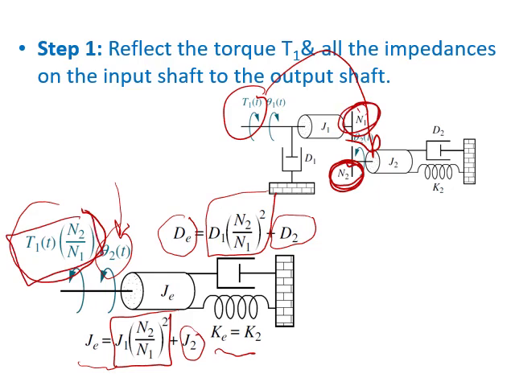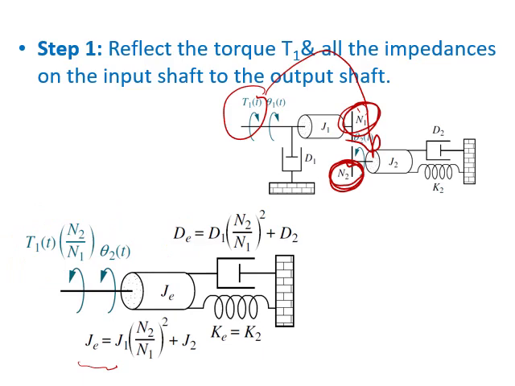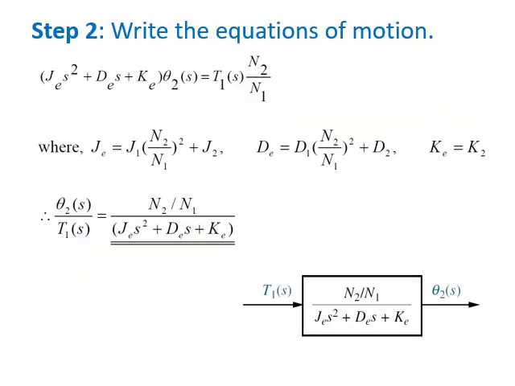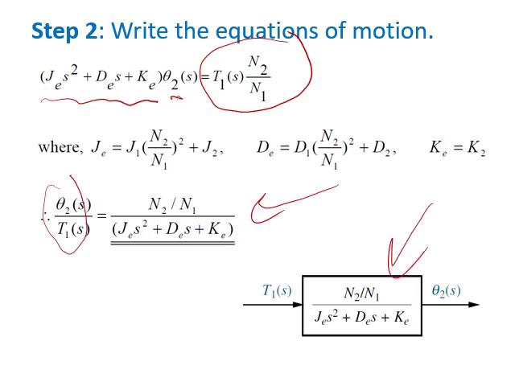Now we have prepared the system. The system is 1 degree of freedom, which needs one equation to describe it. So here is the equation. It's going to be 1 degree of freedom, as I said. So all the impedances multiplied by theta 2 equal the total torque. Rearrange the equation to find that theta 2 over T1 equals this transfer function, and here is the shape of the block diagram.